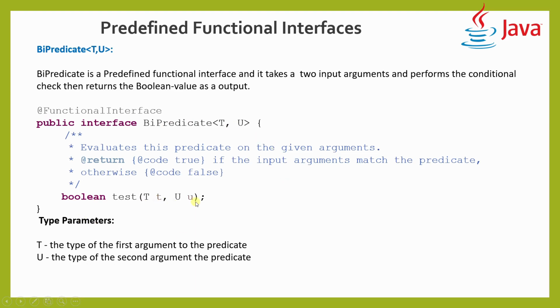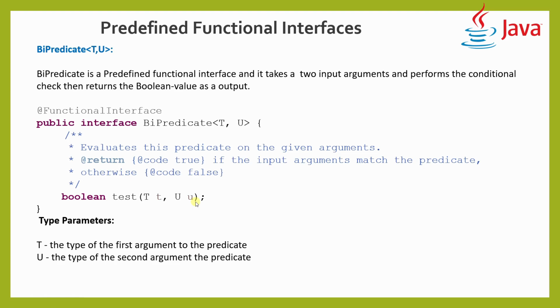T and U are the two input parameters, and it returns true or false. Whatever the given values, it performs the conditional check and returns true or false. I hope you understand.